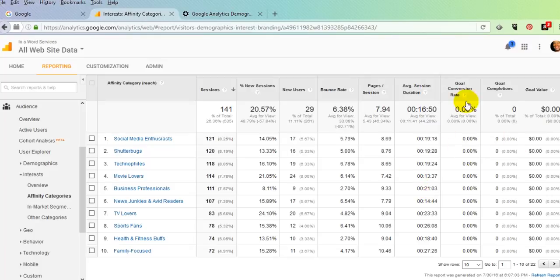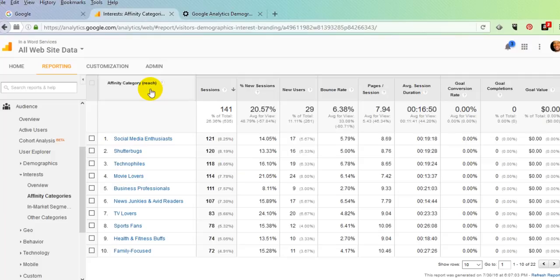Now, the thing that I haven't done is set up my goals, which you would think, as much as I talk about goals, I would have already done. But that's one of the things on my to-do list, because that will give me even more information. Who's converting more? Who's doing more of the things that I want them to do? The social media enthusiasts, the shutterbugs. That's going to help me drill down my target audience even more. And so we'll talk about that as we go along. I'll do more videos and we'll come back and look at some of this data and see how things have changed. As I see changes, I will document all those changes in videos.